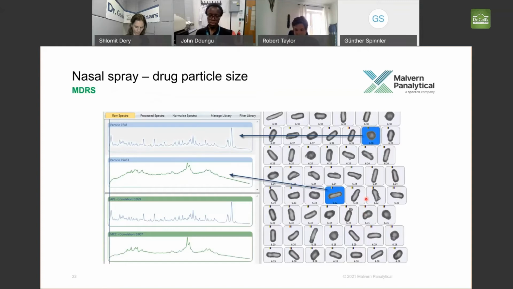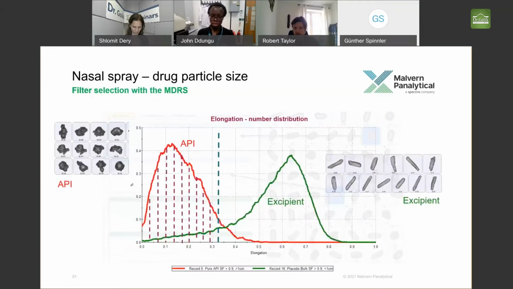And when you look at this in terms of the whole population, you can actually see the API is indeed on the elongation scale quite low. So these are more spherical in shape, but the excipient has a higher level of elongation, and these are more needle-like in their appearance. So what we can do here is apply a filter, remove all this stuff here, which we know is not of interest, and focus on this material here, which is the active ingredient. Okay, and this is how we're going to develop bioequivalence in this case.